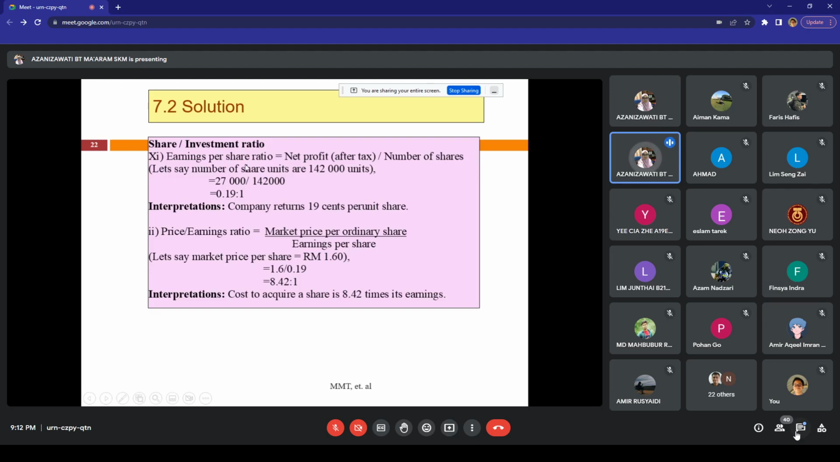And then for EPS, EPS is net profit after tax divided by number of shares. Let's say the number of shares you get from bursa saham is 142,000 units, and the net profit the company gets is 27,000. Maybe here is a billion, because in your financial statement it is normally in billions. So divide by 142,000 units of shares, you get 0.1921. Meaning the company returns 19 cents per unit share. So this is for investment ratio.